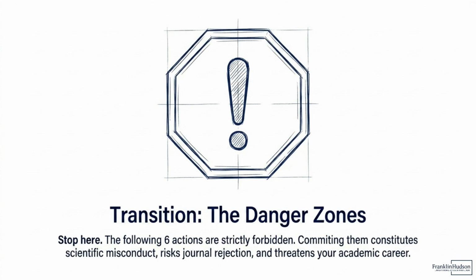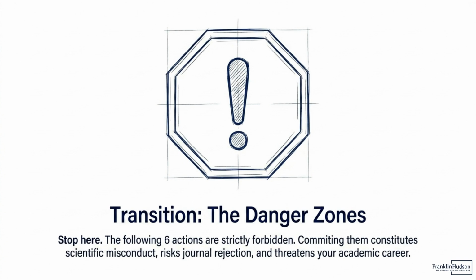We now move from the safe zones into the danger zones. The transition we are making now is a shift from tools that help you work to actions that constitute academic fraud. The following 6 bans are not mere suggestions. They are strict prohibitions enforced by Franklin Hudson, leading journals, and the global scientific community. Engaging in these activities constitutes scientific misconduct.